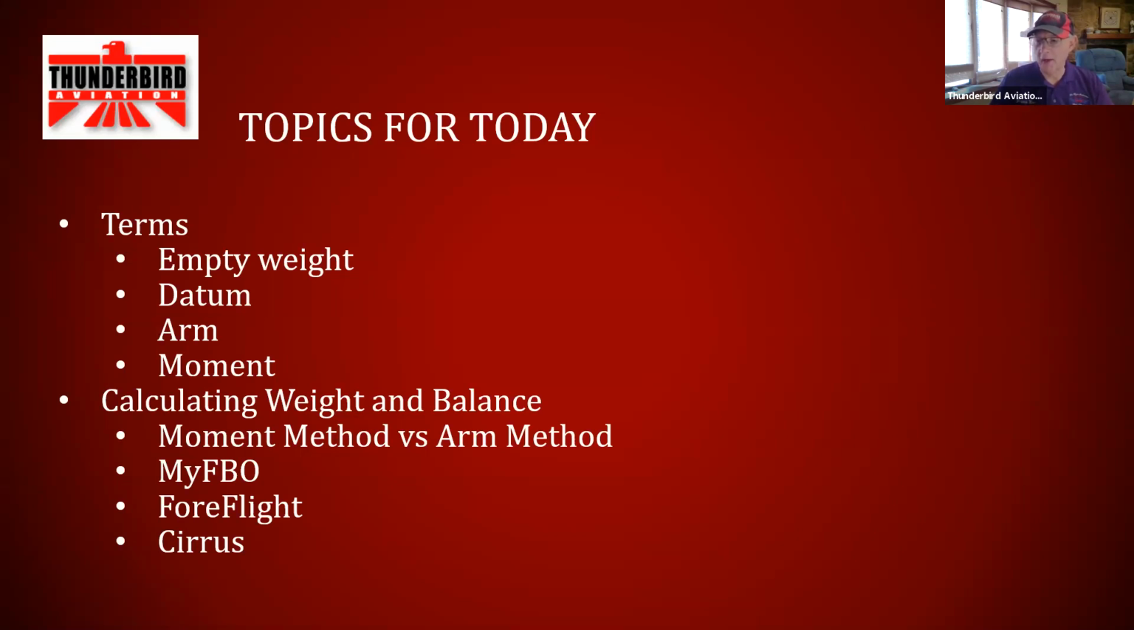I'll show you how the MyFBO system, the scheduling system that we have at Thunderbird Aviation, will give you a weight and balance calculator that you can use so that you don't have to do all the math. You just got to type in numbers. I'll show you how that works on ForeFlight and the various Cirrus systems that are available as far as being able to calculate weight and balance without having to pull out your calculator.